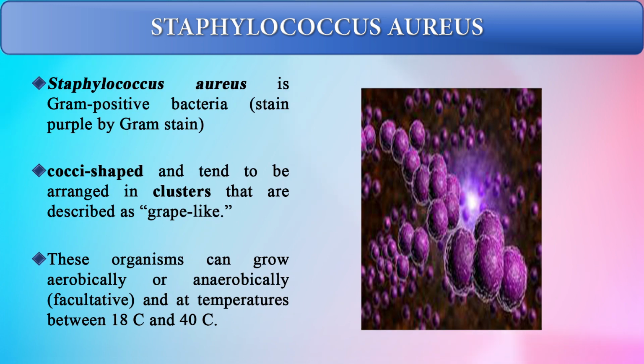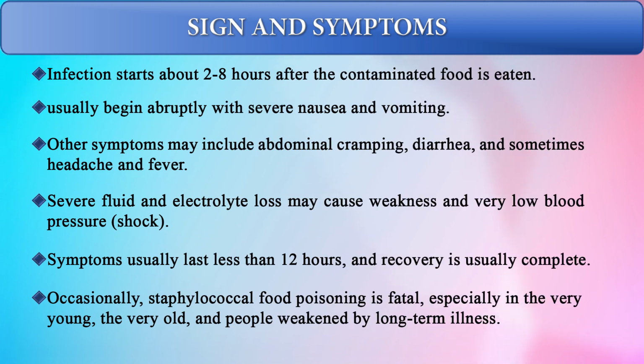It is a gram-positive, cocci-shaped bacteria that tends to be arranged in clusters, described as grape-like. These organisms grow aerobically as well as anaerobically, at a temperature between 18 to 40 degrees. The sources of food in this are mainly poultry, cooked meat products, ham and corned beef. Other foods implicated were milk products, canned food and bakery products. Symptoms start from 2 to 8 hours and begin abruptly with severe nausea and vomiting. Severe fluid and electrolyte loss may occur, which may cause weakness and very low blood pressure. Symptoms usually last up to 12 hours.